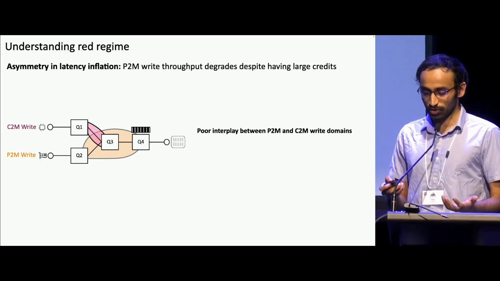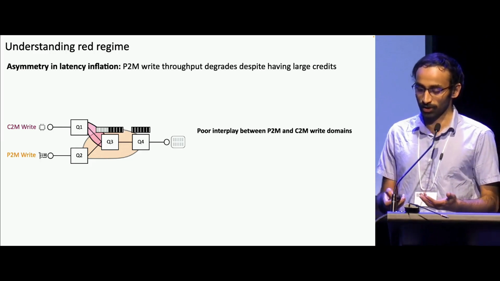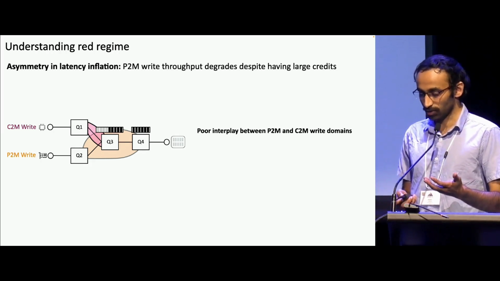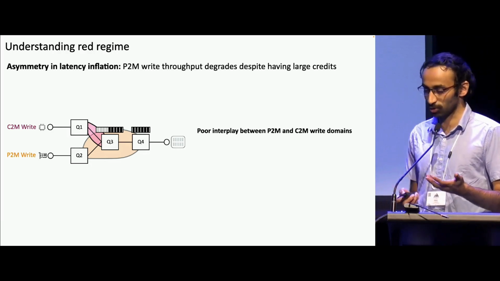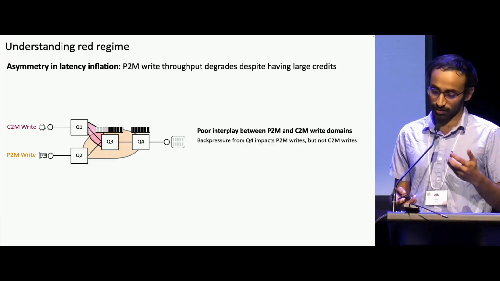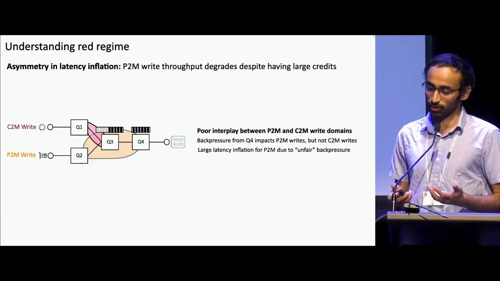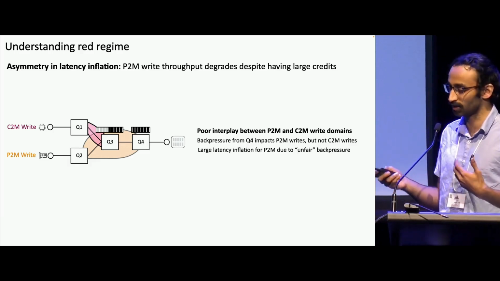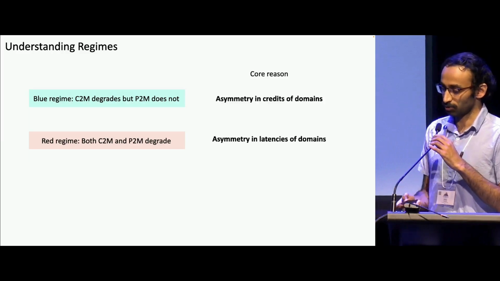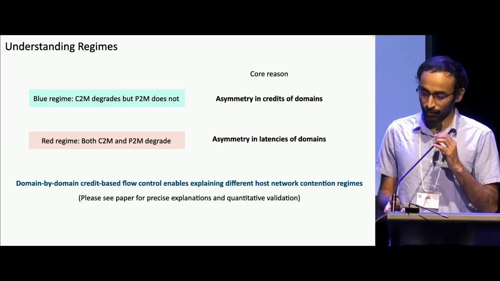But when your load is sufficiently high and your Q4 queue gets filled up, you have back pressure that leads to queue buildup at Q3. And now this is going to lead to latency inflation for the P2M domain because Q3 is an intermediate node in that domain, but not for the C2M domain, right? So this basically leads to asymmetric or unfair back pressure for the P2M domain, and intuitively that is what causes the disproportionately high latency inflation that we observe. So this was obviously a very high level description. The paper has much more precise explanations along with quantitative validation.